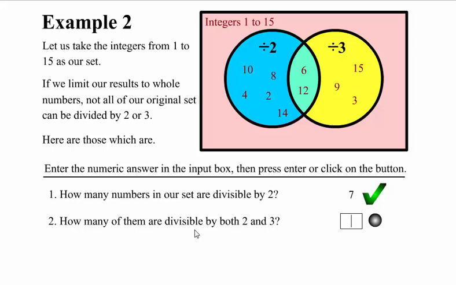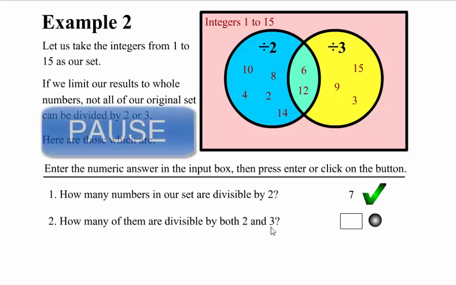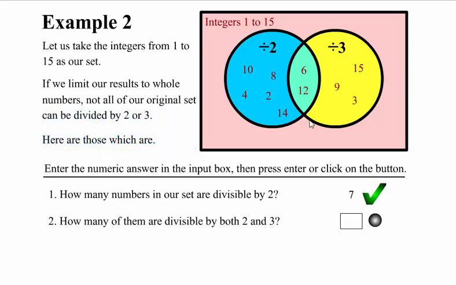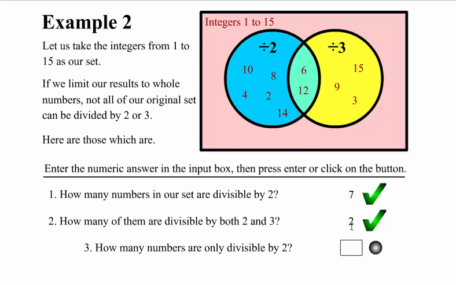How many of them are divisible by both 2 and 3? So again, here we're talking about the overlapped section. There are just 2 numbers divisible by both 2 and 3. And how many numbers are only divisible by 2?